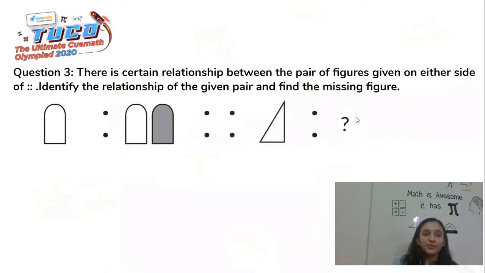With this, we move on to the third question. So you see here that there is a pair of figures on the left side, which is complete because we have both the figures in place.